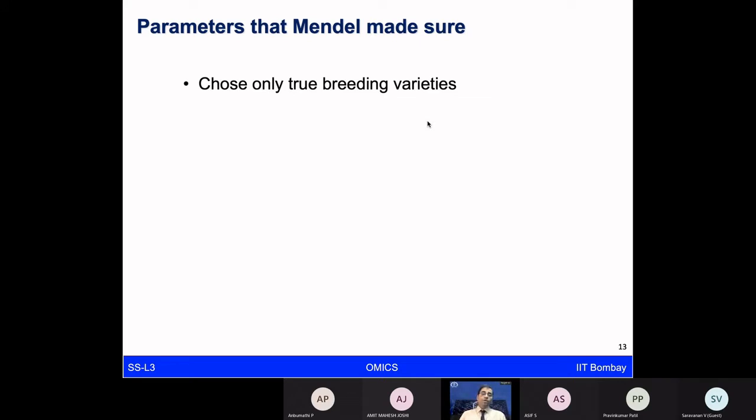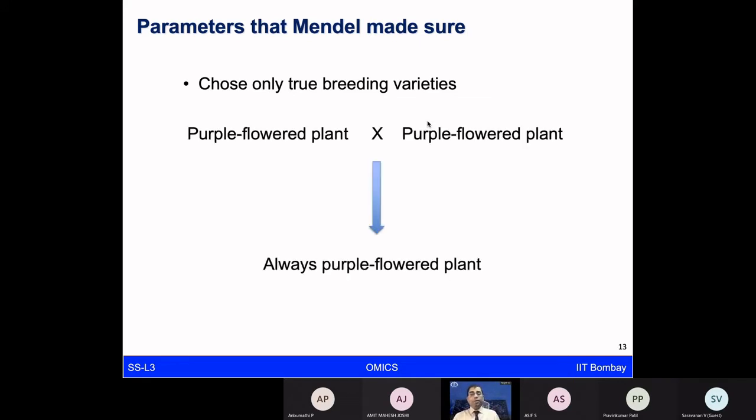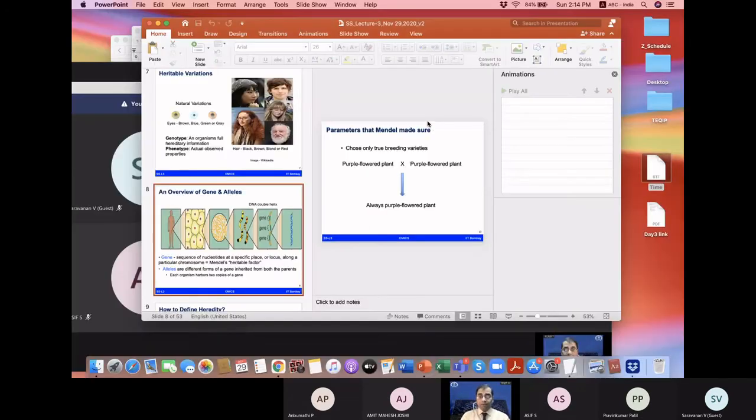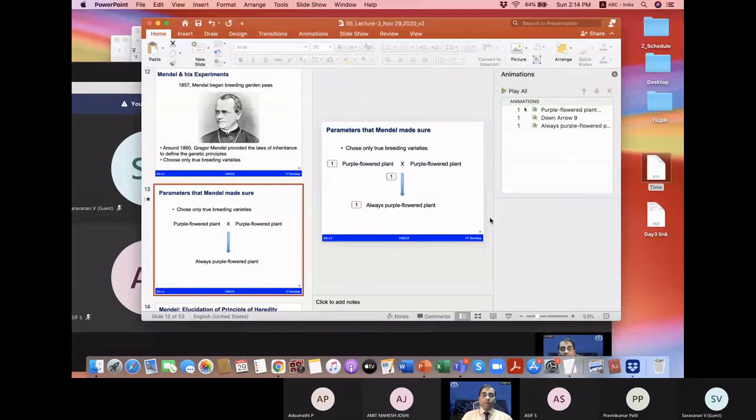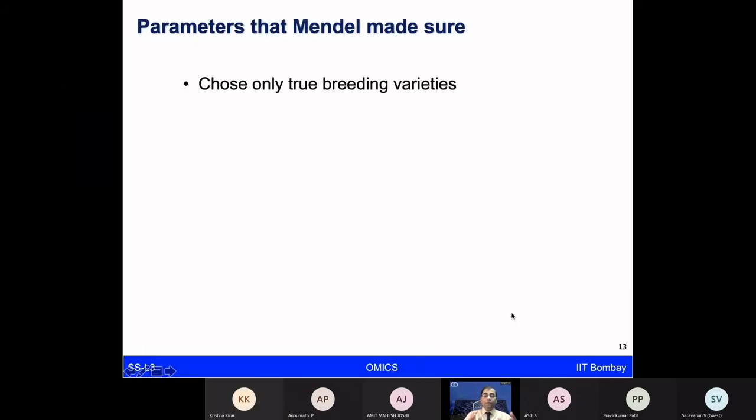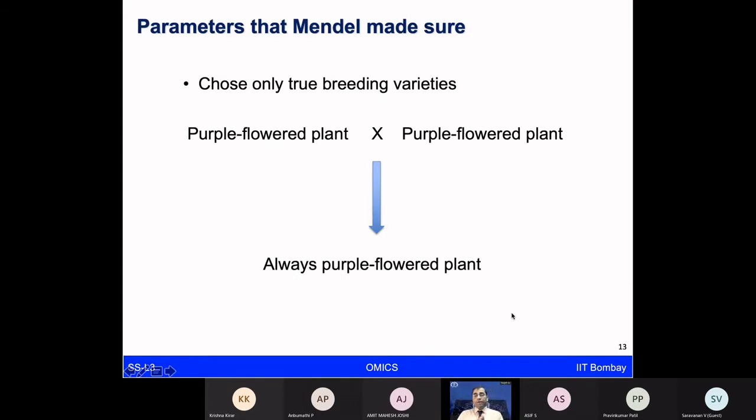So one thing which he did very smart was he chose those pea plants which have only one characteristic at a time. So he chose those as a true breeding variety. And what does that mean? If you are taking a flower with one color, when you take male and female plants and do the cross, you're only going to see that one characteristic observed in the next generation.